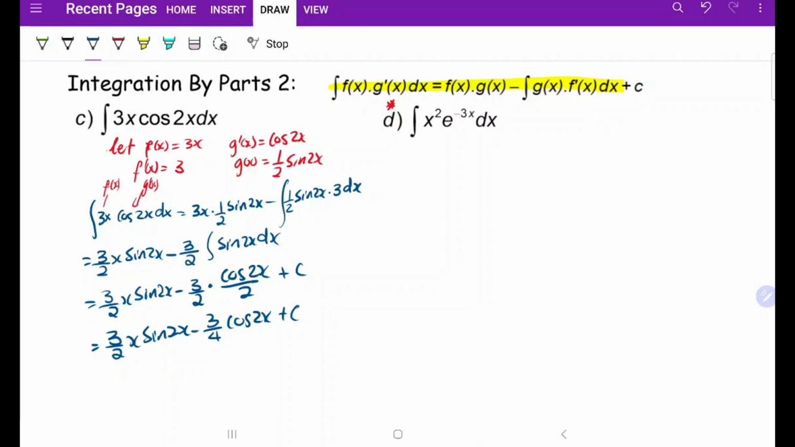Now let's dive into this one over here. The reason that this is a bit of a challenging question is that it requires doing integration by parts twice in the same question. So let's start with the first one.